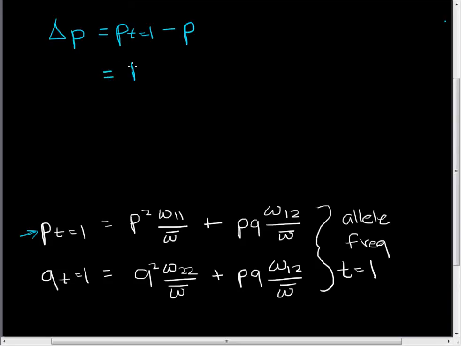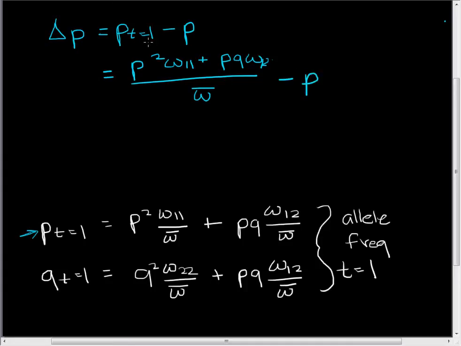So if we plug in that equation that we just came up with into here, what we end up getting is P squared times the fitness of our A1 individuals, divided by average fitness at the end, plus PQ times the fitness of our A1, A2 individuals. Got a little cramped at the end there. Minus P. Okay, so we still have that P at the end.